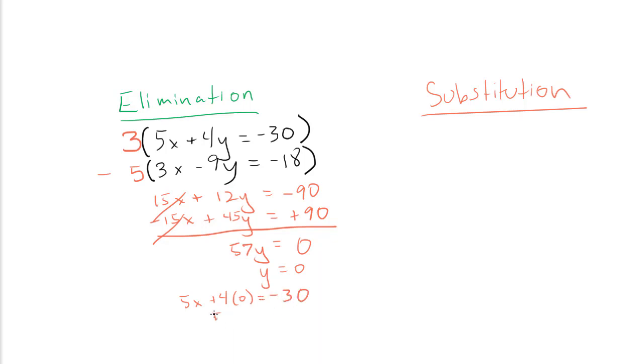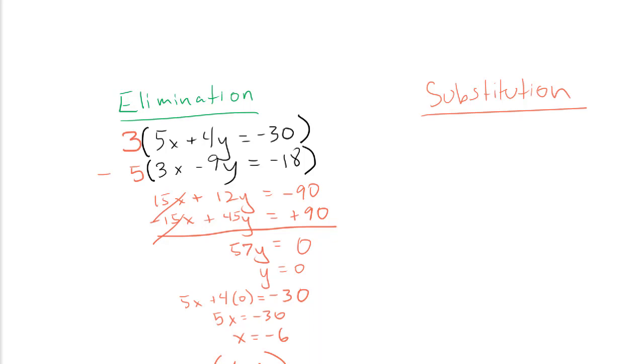5x equals minus 30. X equals minus 6. My solution point is minus 6, comma 0. Well, that wasn't too bad for what was a slightly ugly scaled elimination method up front.